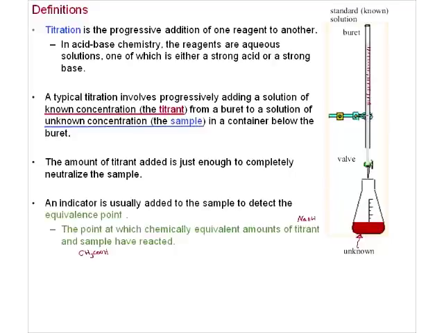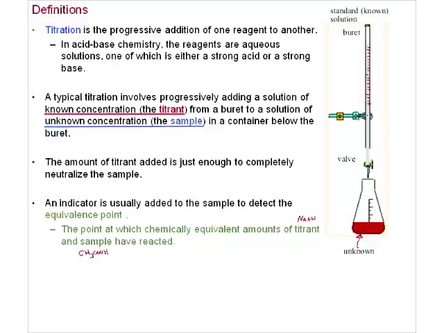So what we have to do is add an acid-base indicator, as we talked about in the last lesson, that's going to change its color when we're at or very close to the equivalence point. Now this is another definition here, the equivalence point. This is the point at which chemically equivalent amounts of titrant and sample have reacted. So mole equivalence. So the number of moles of OH is equal to the number of moles of H3O+. And that's what we're talking about at the equivalence point.